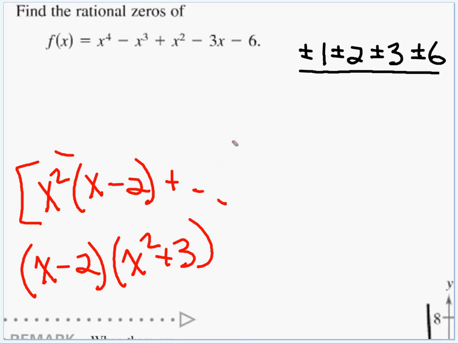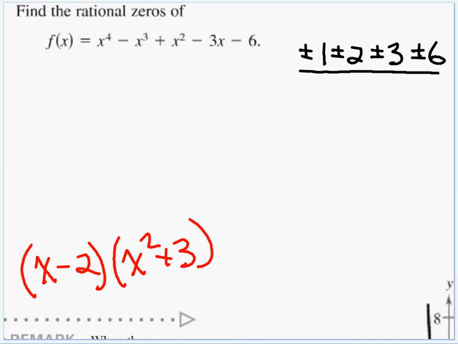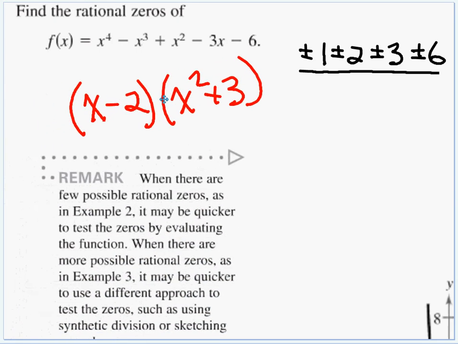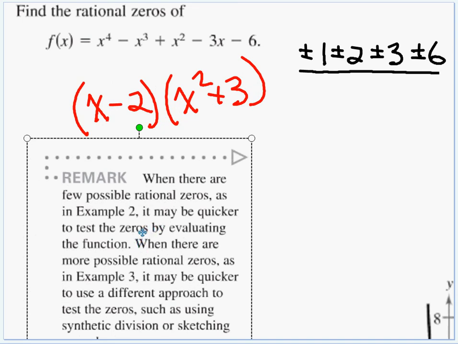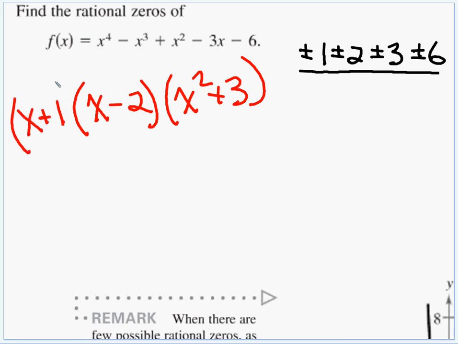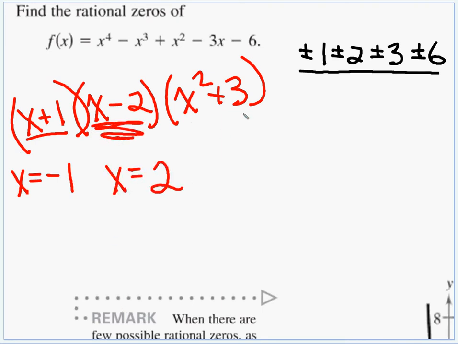So the directions were find the rational zeros. So we're getting close. Now I don't want to forget, negative 1 did work, so we have x plus 1 here. That was our first factor that we factored out. So if we have it factored all the way down here, we can set this one equal to 0, and we get x is negative 1. And if we set this one equal to 0, we get x is 2. And those are both on our list. So we found a couple of them.